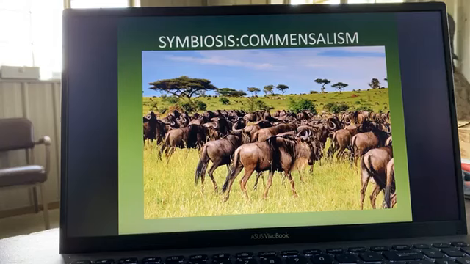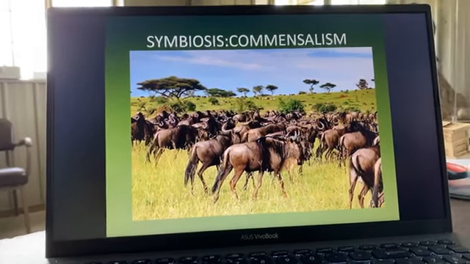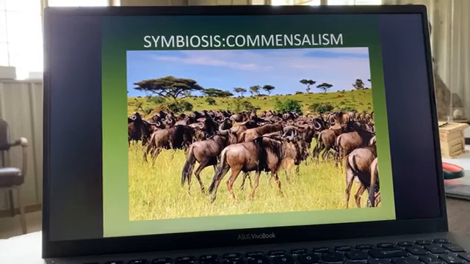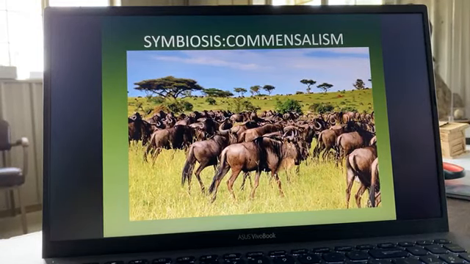Another form: you've seen the wildebeest or gnus going through the prairie, same way with buffalo and other grazing animals. As they go through the grasses, they flush insects, which go up in the air, and swallows and martins and drongos and other birds come out and get the insects. So it's no direct benefit to the gnus, but the birds all gain.